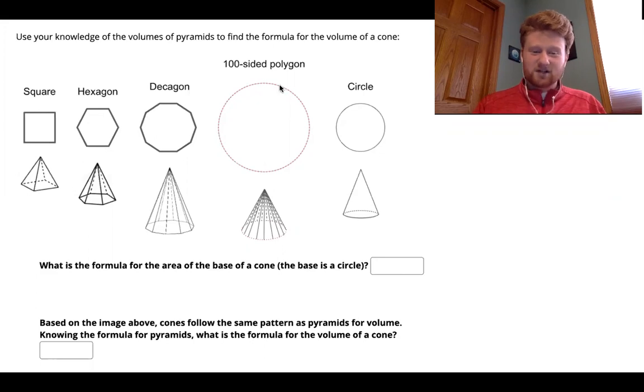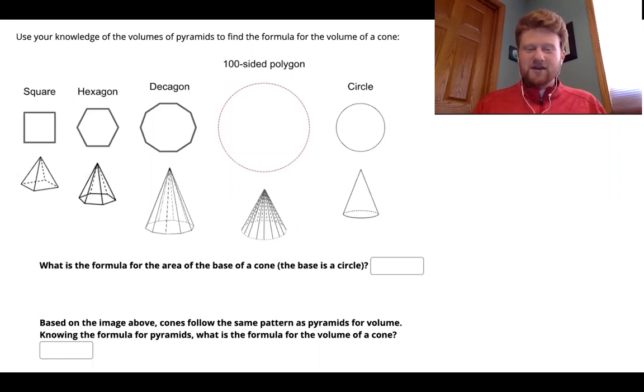That's a decagonal pyramid. Here I have a 100-sided polygon. So it looks like a circle, but actually all these little red points are vertices in that polygon, and the little lines connecting them are sides of that polygon. And so this right here is actually a pyramid with a base that has 100 sides.